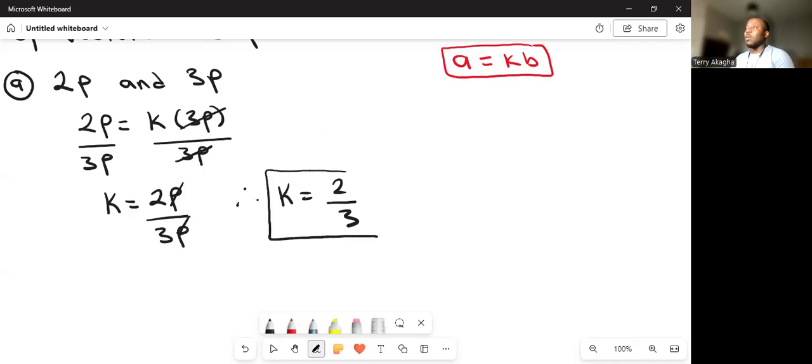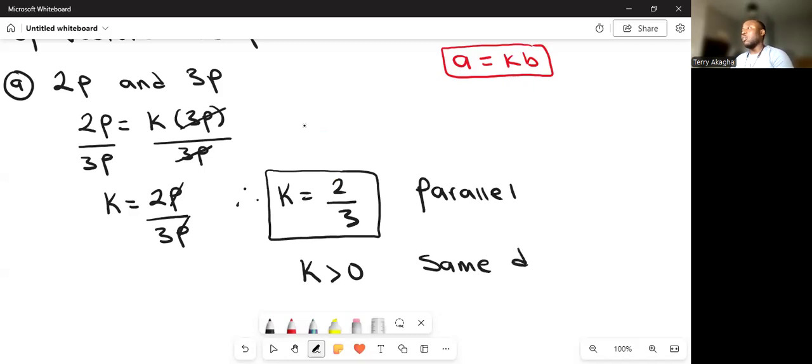And you can see because it's 2 over 3, it means it's what? Parallel. But you don't just stop there. 2 over 3 means that K is also greater than 0. So it's going to be parallel in the what? Same direction. So you can see, although P and Q are not parallel, 2P and 3P are parallel in the same direction.